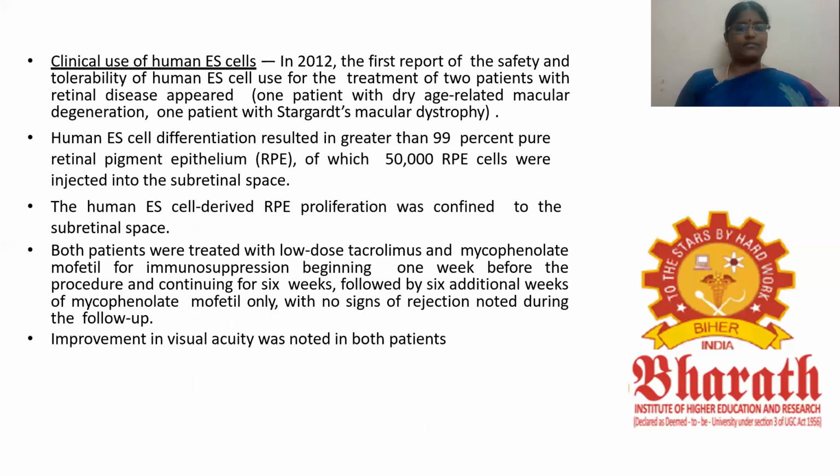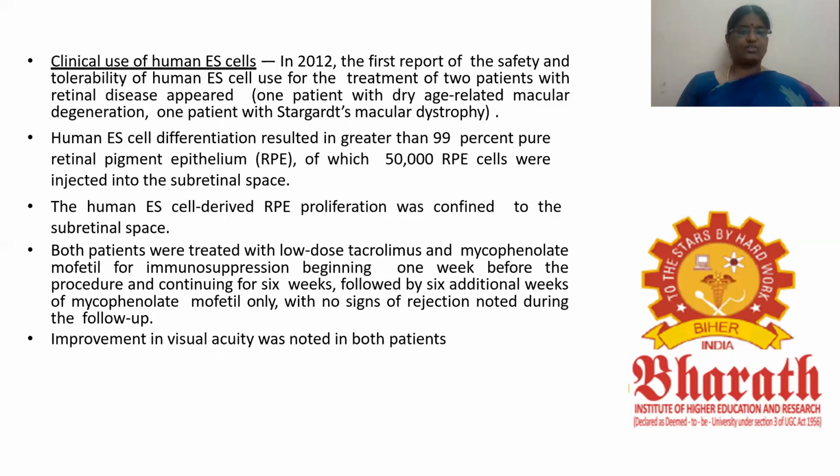So in 2012, the first report of the safety and tolerability of human embryonic stem cells used for the treatment of two patients with retinal disease appeared. One patient had dry age-related macular degeneration, and the other patient had Stargardt's macular dystrophy. So these two patients were treated with cells derived from human embryonic stem cells. Differentiation resulted in greater than 99% pure retinal pigment epithelium, of which 50,000 retinal pigment epithelium cells were injected into the subretinal space.